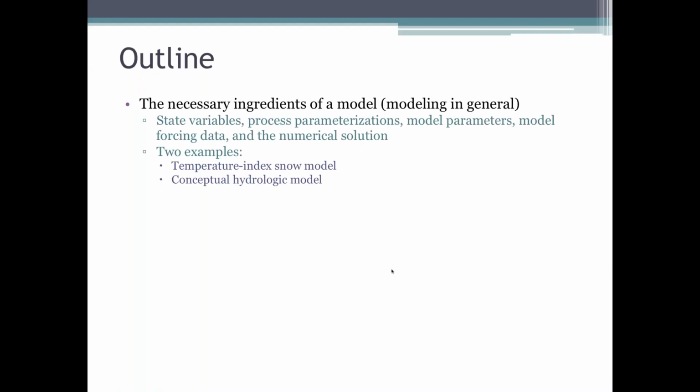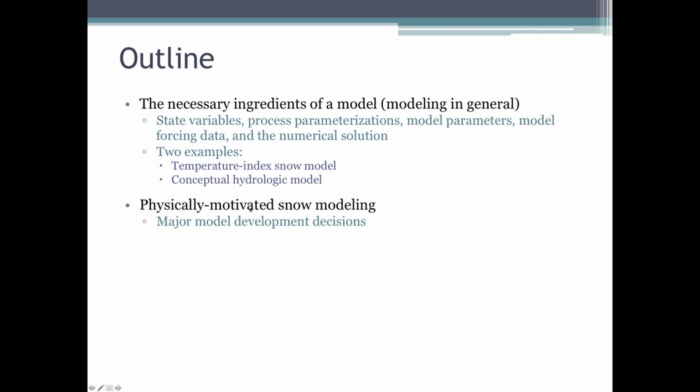All right. So we're going to go through what are the pieces of a model. This is for modeling in general. And we're going to go through two simple examples here before we dive into all the details of a snow model. We'll talk about state variables, process parameterizations, model parameters, model forcing data, and numerical solution, how you identify which part is which and how they relate to each other.